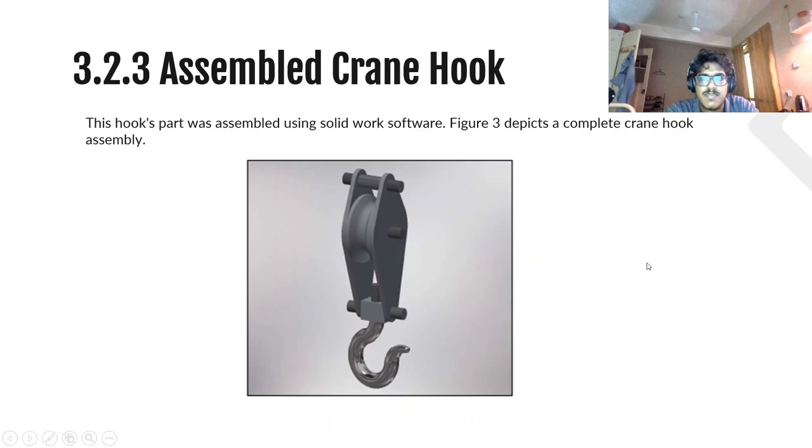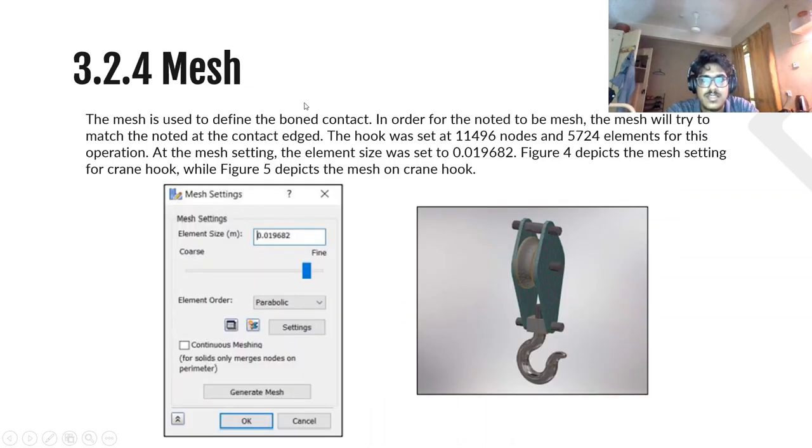This is the assembly of the crane hook. After full assembly, this is how our crane hook looks like. This is the complete crane hook assembly. And these are the meshing settings we used. The hook was set at 11,496 nodes and 5,724 elements for this operation.